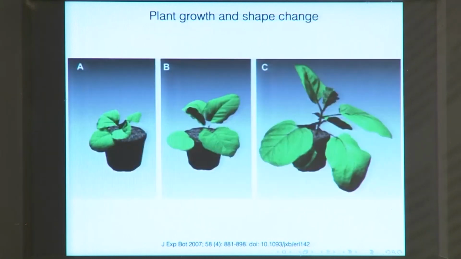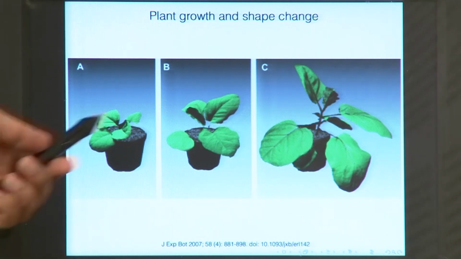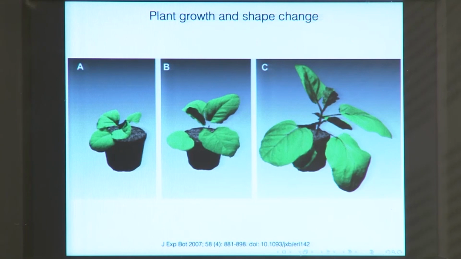Next, LiDAR is also used to understand the growth of plants and the changes in the shape of the plants, because in this case you can make use of a LiDAR and convert your plant in different stages into a 3-dimensional object in the digital space. So, once you have that, you can now play with the system.